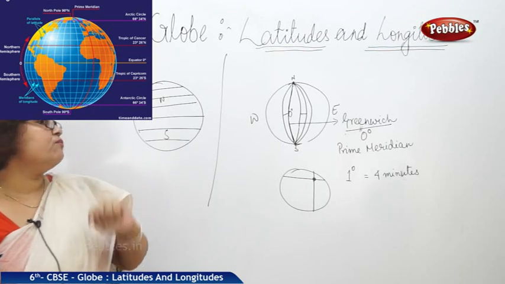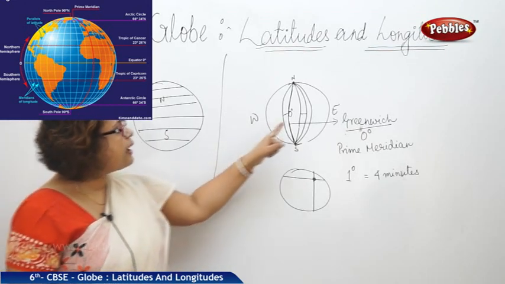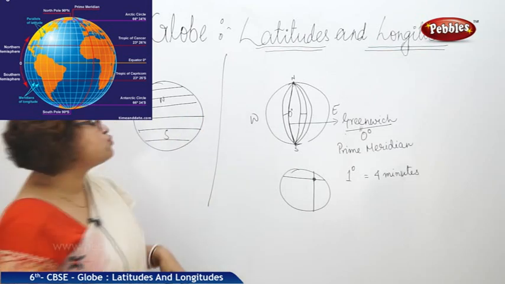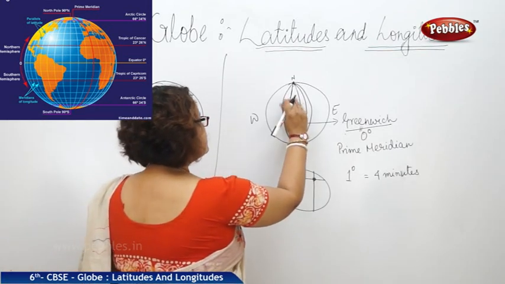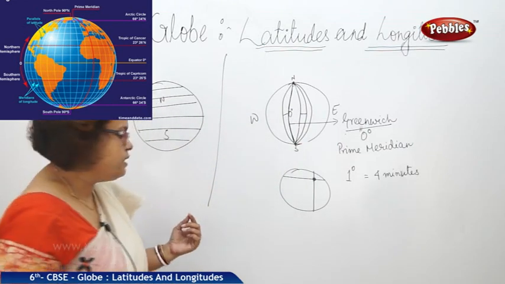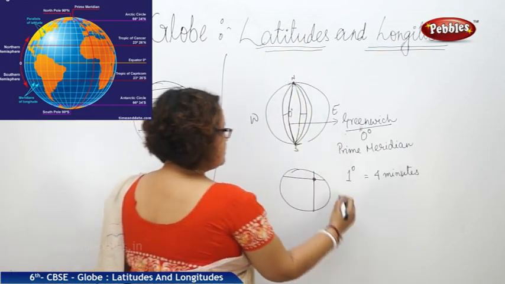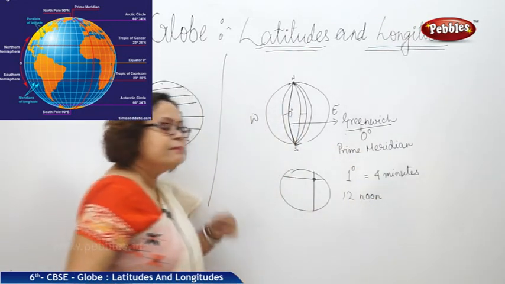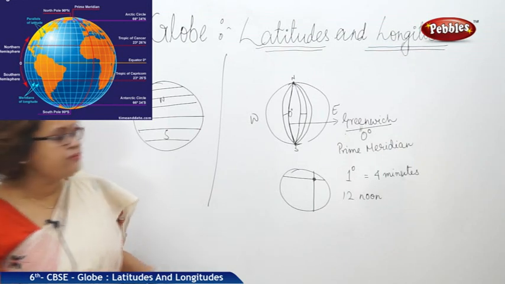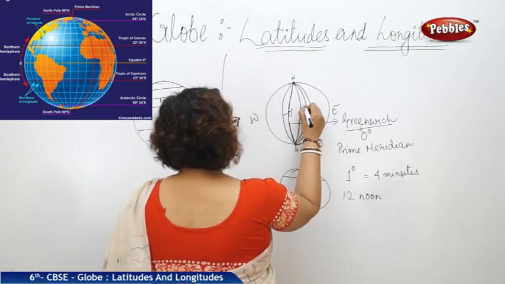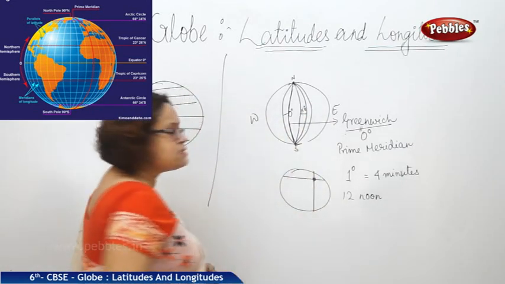Now let us think of one thing. I am in the prime meridian, and I say that my time is 12 noon. Here I am sitting in the prime meridian, at the London observatory, and my time here is 12 noon. My friend is at 15 degrees east. Suppose here, 15 degrees east. What will be his time?